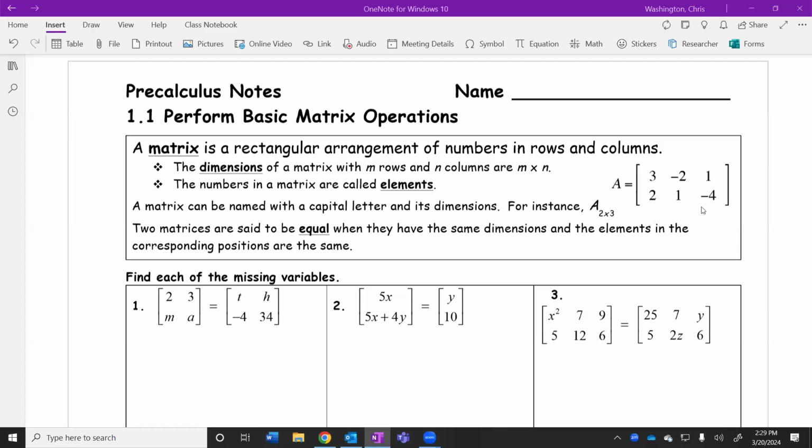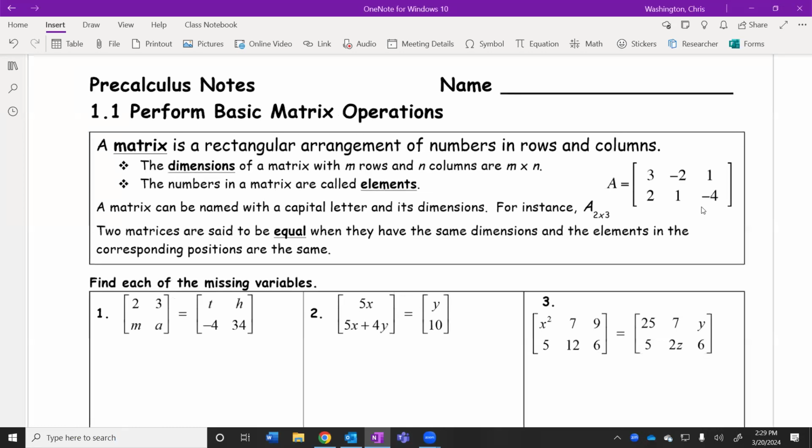All right, a matrix is a rectangular arrangement, also called an array of numbers. And this matrix has rows and columns. So if we look at our matrix over here on the right side, rather.